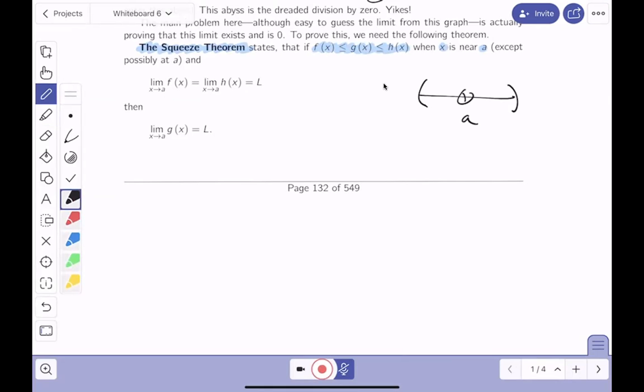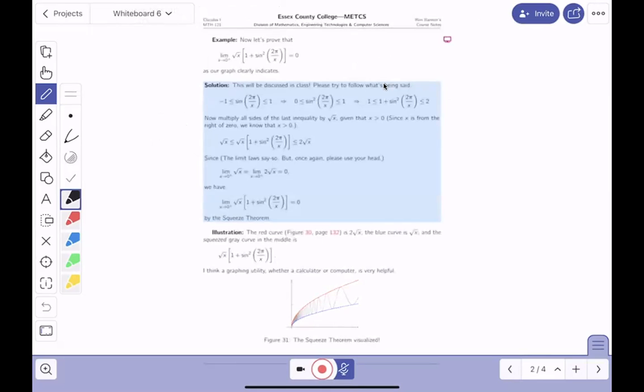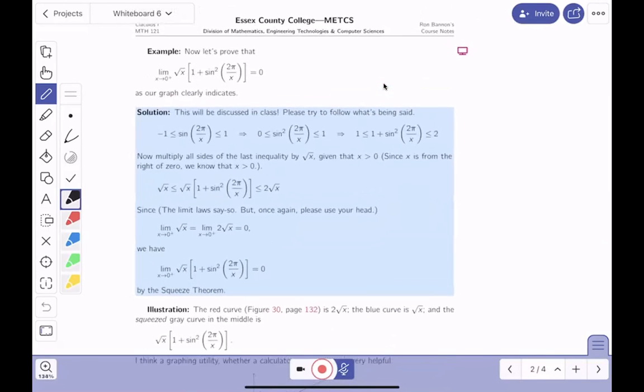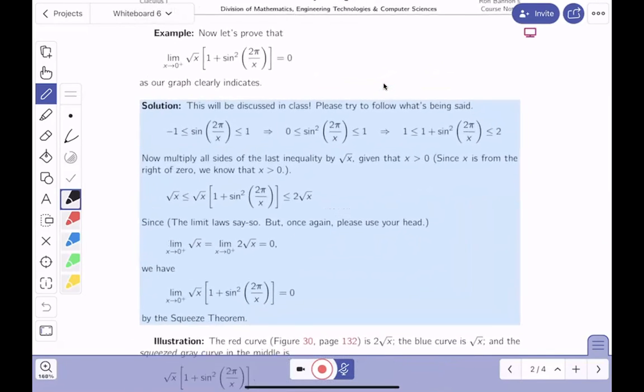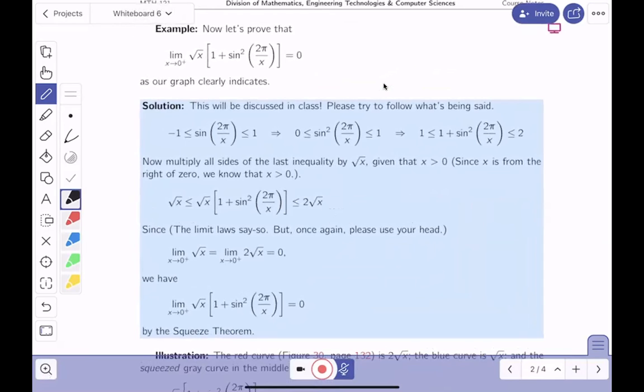What they go on to say, though, is if you know the limit of the bottom function and the limit of the top function, and they both equal L, we can conclude that the limit of the function in between is L. All right? So let's take a look at an example, and we'll do this example over here. We're going to use the squeeze theorem. My gut feeling, though, is that for a lot of students, this can get very, very difficult.